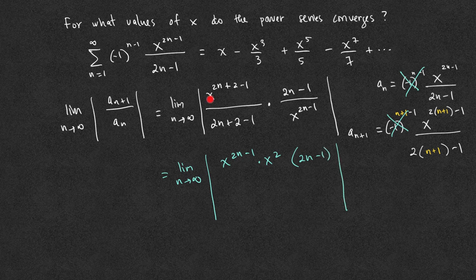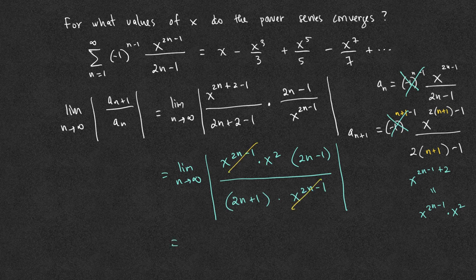Notice that we can write x to the 2n plus 2 minus 1 as x to the 2n minus 1 plus 2, and this is x to the 2n minus 1 times x squared. The reason why we want to write it this way is that we have a factor of x to the 2n minus 1 in the denominator, so we anticipate that we will be able to cancel this out. 2n plus 2 minus 1 is 2n plus 1. And we have a factor x to the 2n minus 1, so it cancels out.